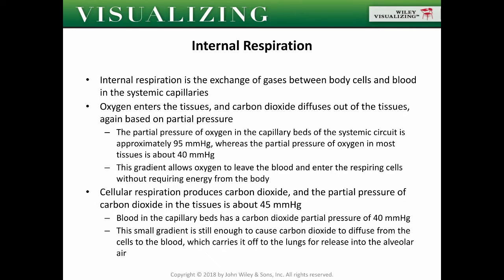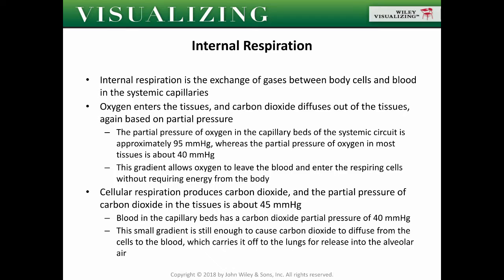This gradient allows the oxygen to leave the blood and enter the respiring cells without requiring energy from the body. So this is all passive. We do not have to expend extra energy for that. This is all spontaneous.